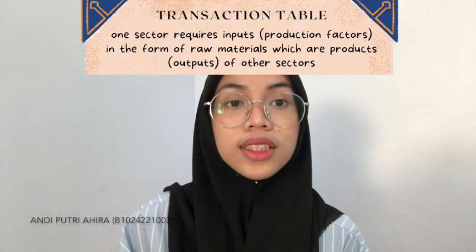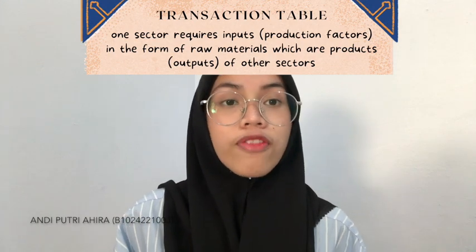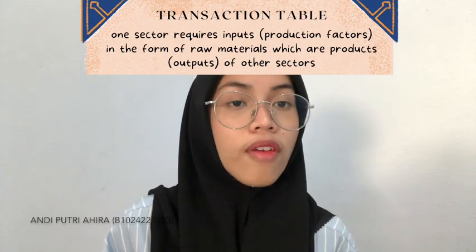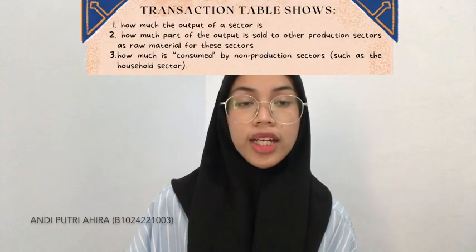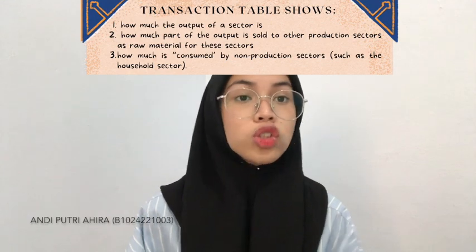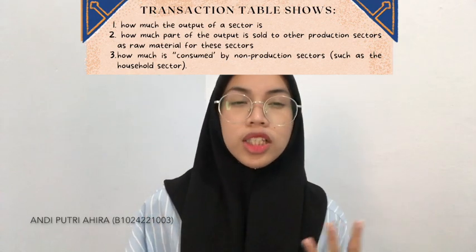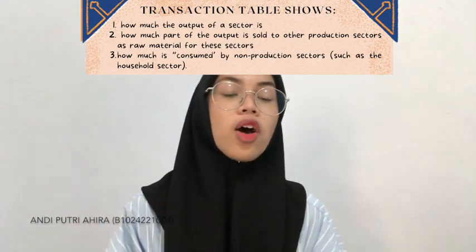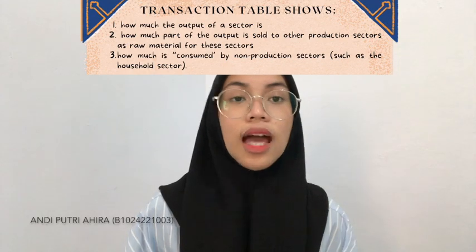Transaction table is one way to organize production data in a sectoral way. The relationship of transactions between sectors shows that one sector requires inputs or factors of production in the form of raw materials, which are products or output of other sectors. Transaction table is expressed in units of money. The transaction table also shows how much the output of a sector is, how much part of the output is sold to other production sectors as raw materials, and how much is consumed by non-production sectors such as household sectors.